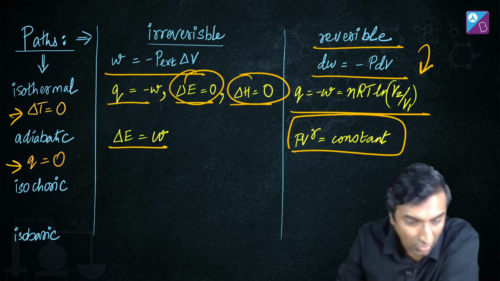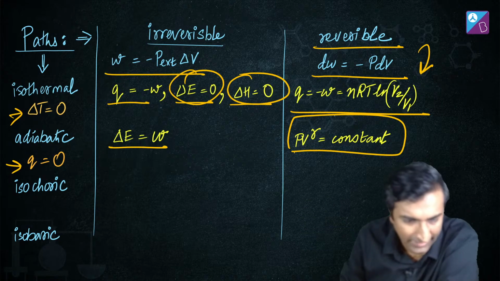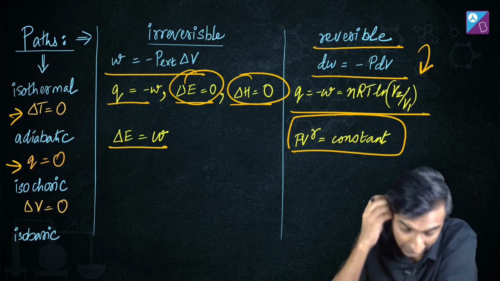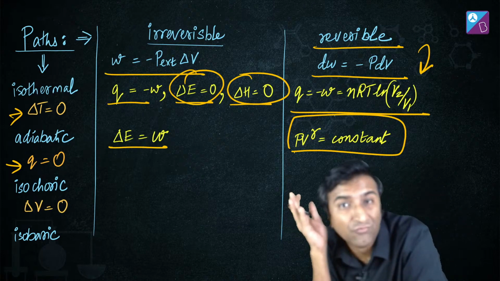Do you follow this? Any doubt? All good? Yeah, that's all right, Kritik. All good? We're all right? Neat, huh? Neat is beautiful. Neat is amazing. Isochoric, delta V is 0, which means work done is 0.